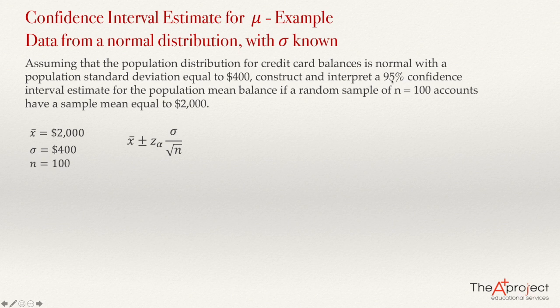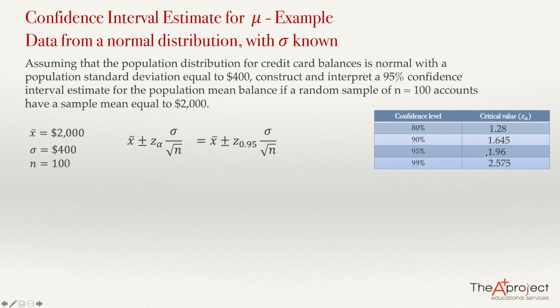We are using a 95% confidence interval, and we already made a table. So this will be x bar plus or minus the critical value corresponding to the 95% confidence level. And if we see the table, we notice that this critical value is 1.96. So this 1.96 is another piece of information that we have from this problem. Let's type it here. The critical value is 1.96. And that's it. We have everything to construct a confidence interval.